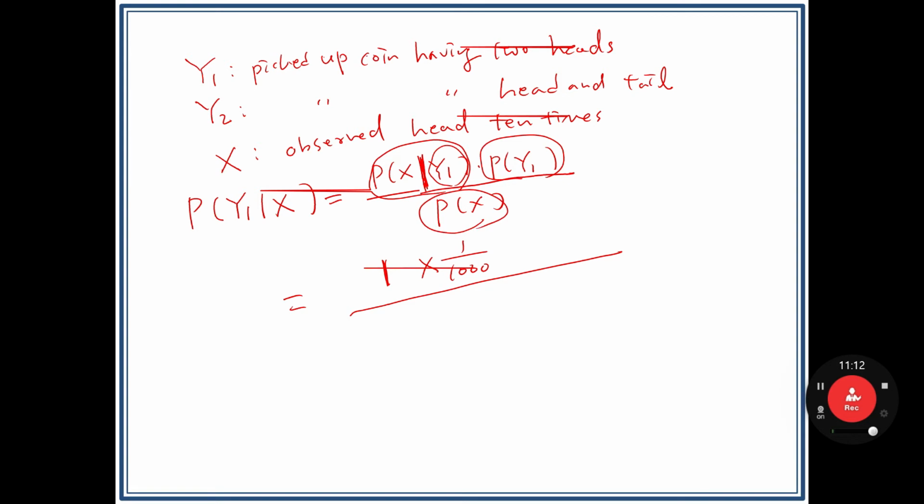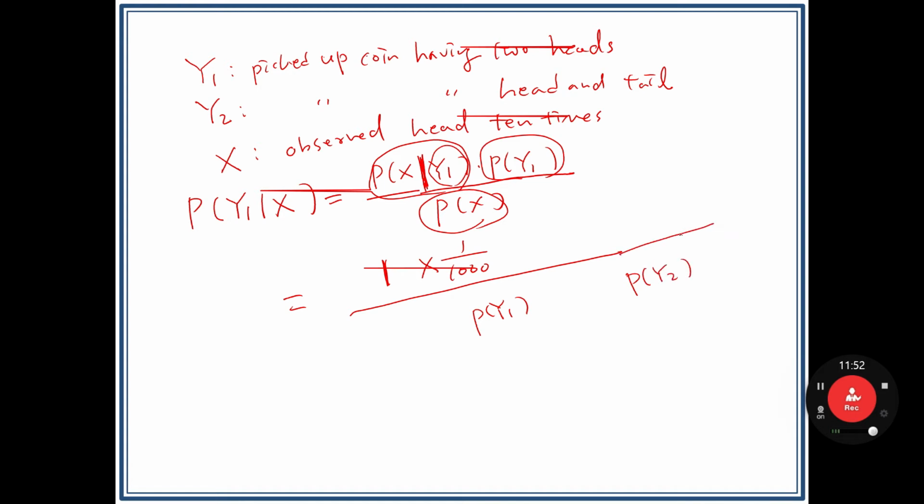Then what is this probability? What is solely the probability that we observe 10 heads? Actually, this case should be split into two possible cases. So we have to consider two possible cases, where the first one is the case where we have the coin having two heads, which is y1. And the other case is we picked up the coin having head and tail, which is a normal coin, y2.